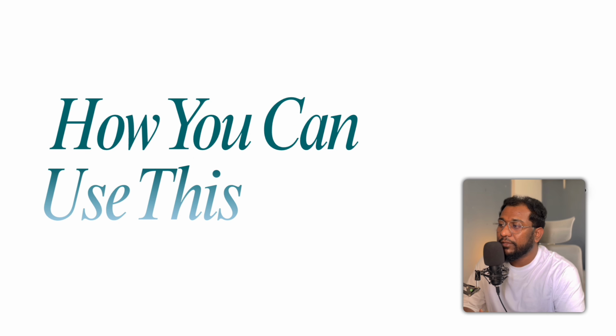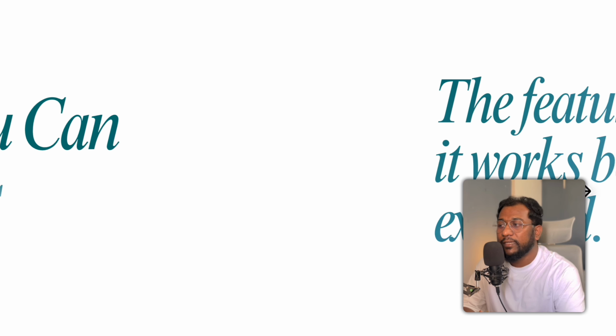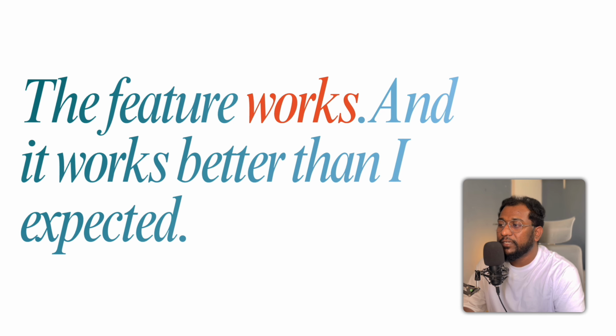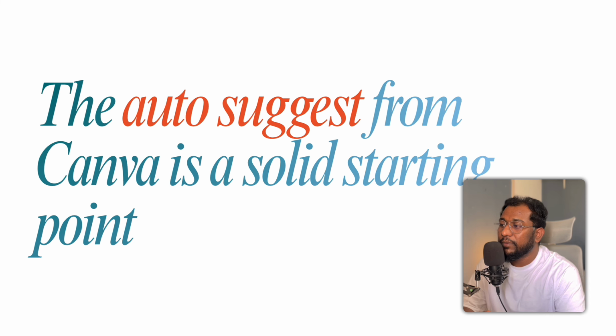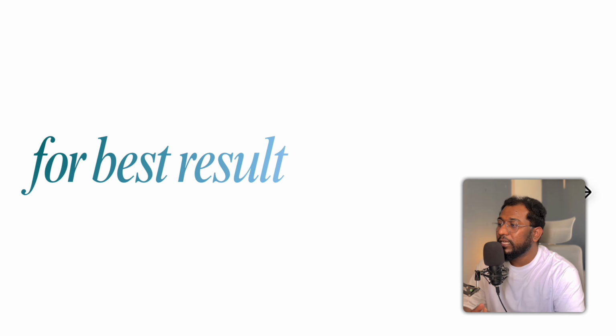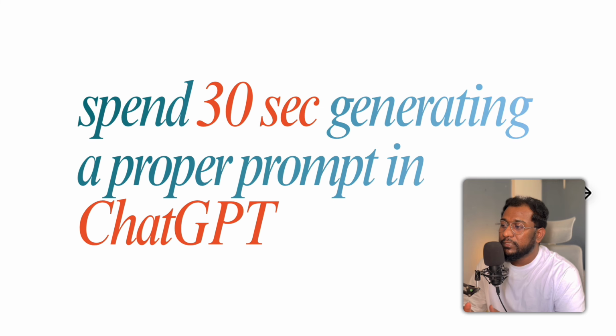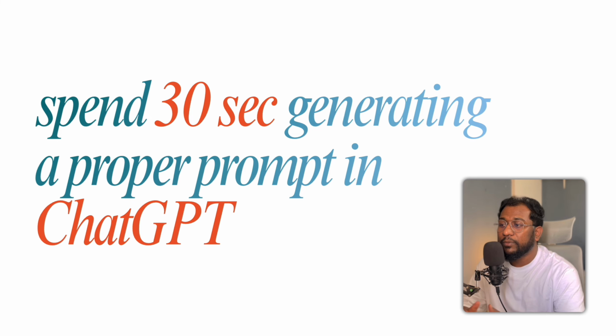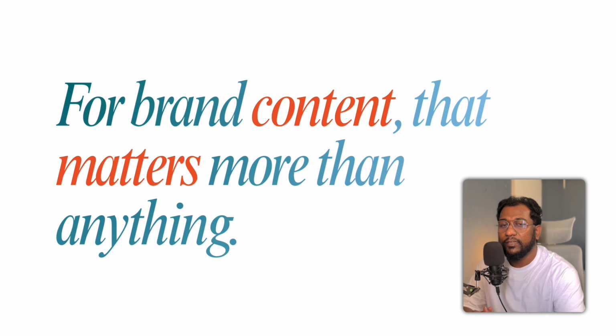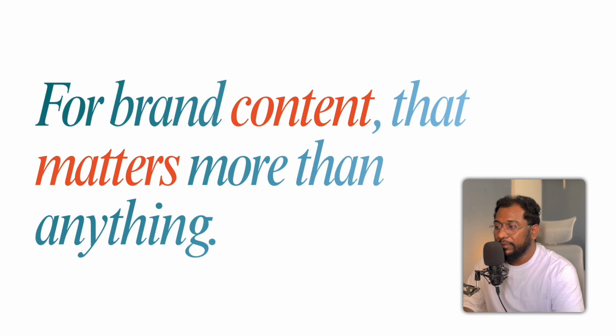How can you use this? After testing this across 4 completely different image types, jewelry, sport brand, skincare and food, here is what I can tell you. The feature works and it works better than I expected. The auto-suggest from Canva is a solid starting point. Use that first, but if you want output that matches a specific brand mood, spend 30 seconds generating a proper prompt in ChatGPT, you will see a clear difference. And the product consistency surprised me. The bottle stayed the bottle, the athlete stayed the athlete. For brand content that matters more than anything.